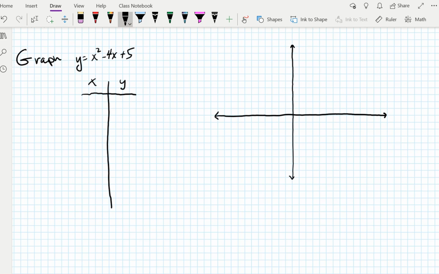The first thing we're going to want to do is build a table out of this so we can actually get our coordinates. And to know where the middle of our table should be, or what x value should be in the middle, we want to know where the vertex of this parabola is going to be. We want to know where that axis of symmetry is going to be. If we find the axis of symmetry, that's going to give us the middle point on our parabola, and that's a good starting point for our table.